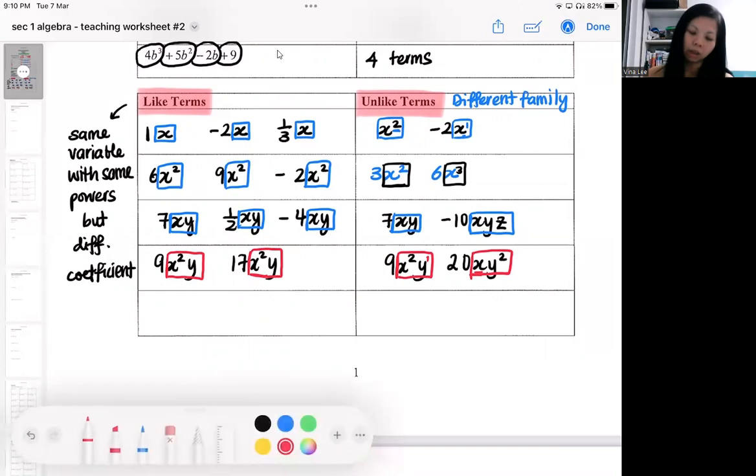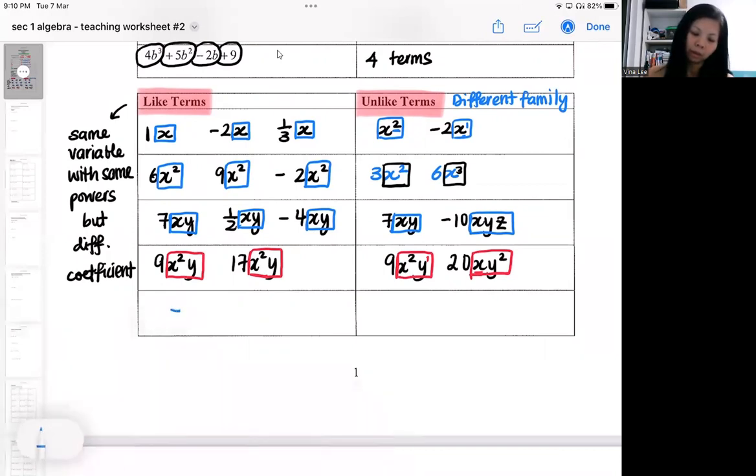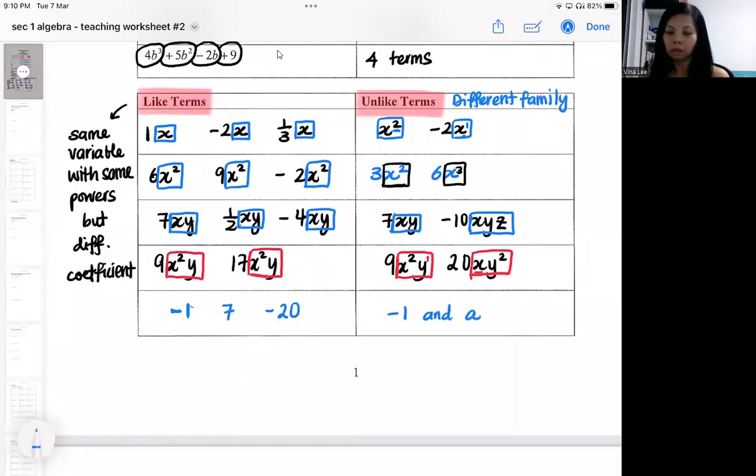And even constants are considered like terms. So maybe I give you a -1. This is a constant. 7 is a constant. -20 is a constant. So that is also considered like terms because all are constants. It doesn't come with algebra. But if I give you a -1 and the algebra a, then they are different, because this is a constant, it doesn't even have an algebra, and this one consists of a variable.